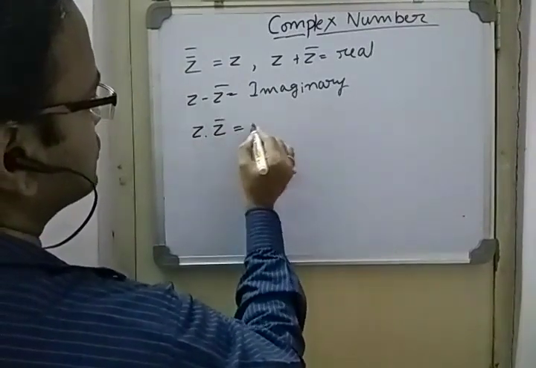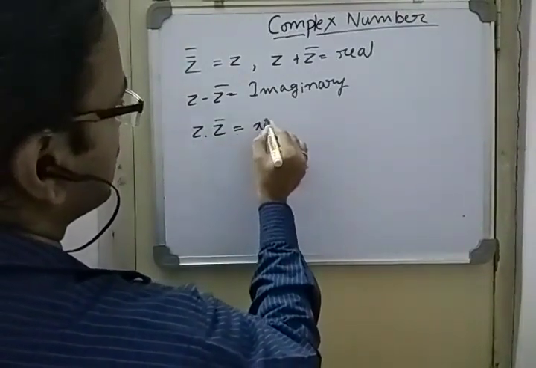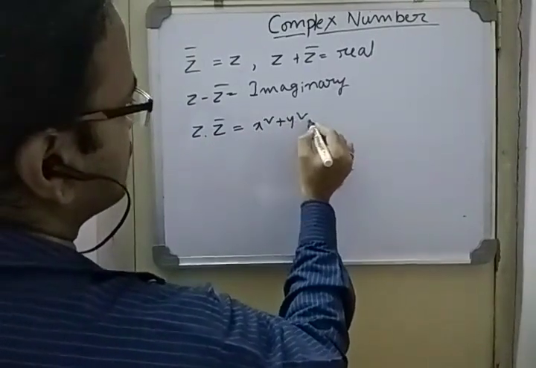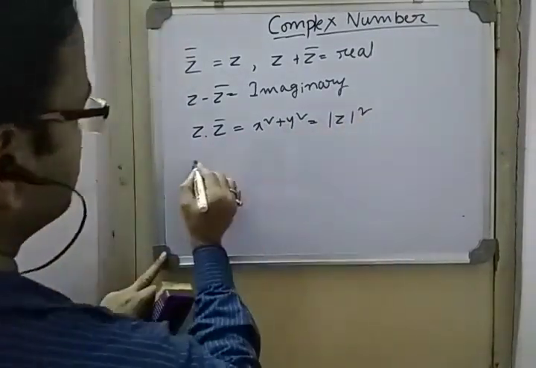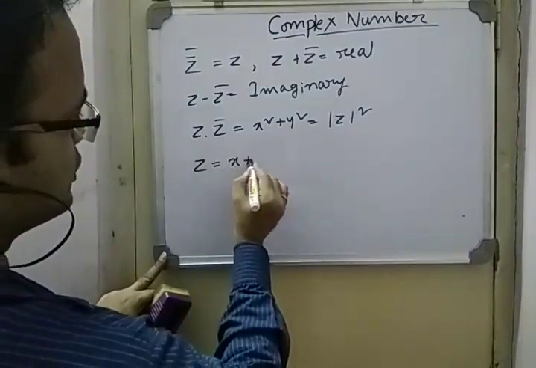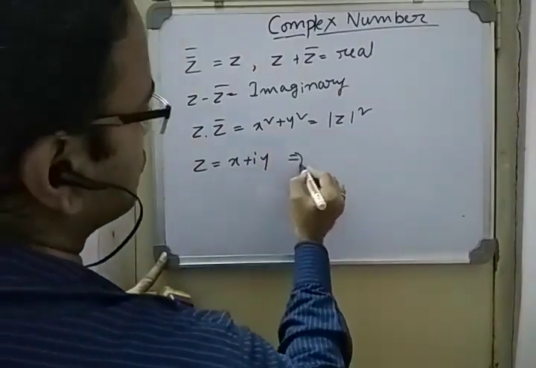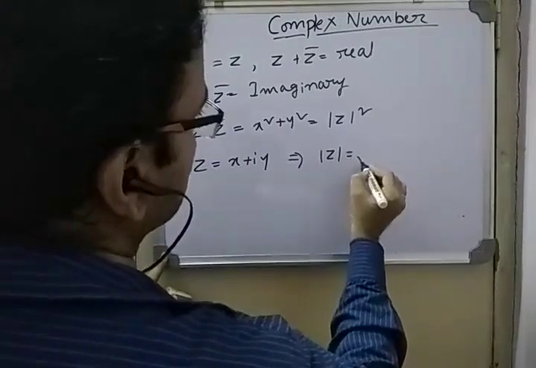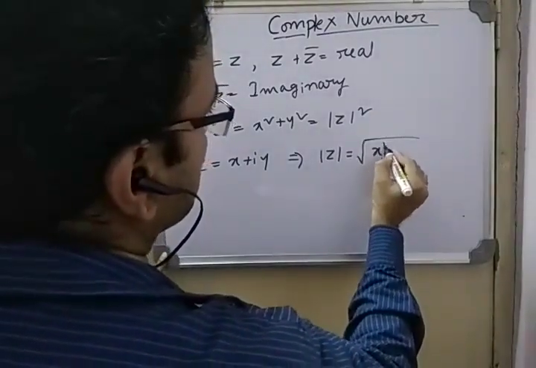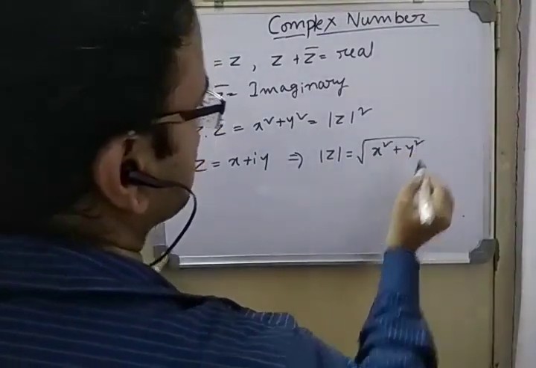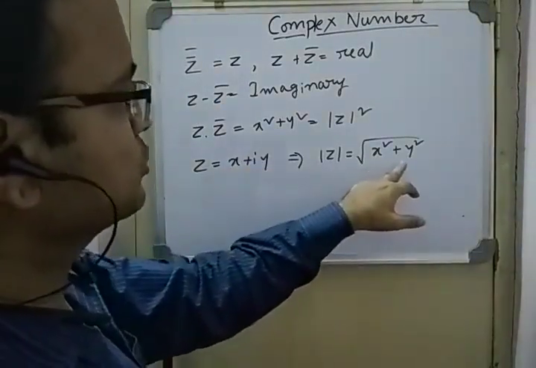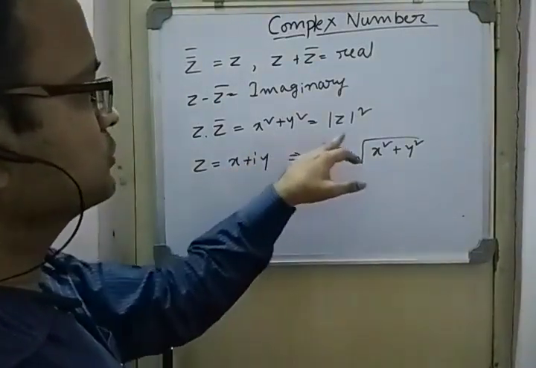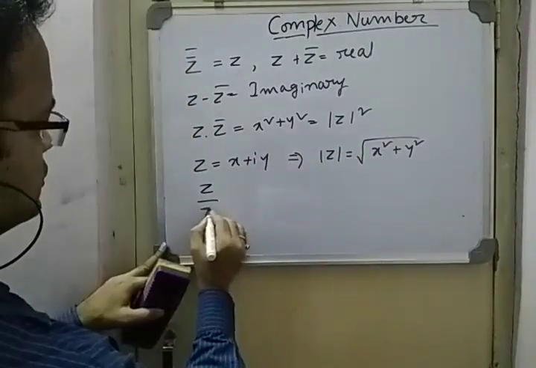z times z bar equals what? x square plus y square. This is actually mod z square, because if z equals x plus iy, we know that mod z is root over of the real part square plus the square of the imaginary part. So this is actually root of x square plus y square, whole square. So mod z square.